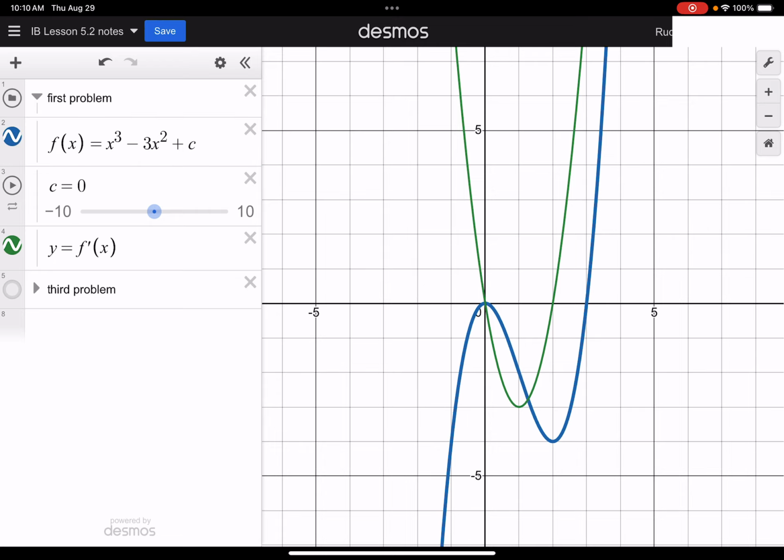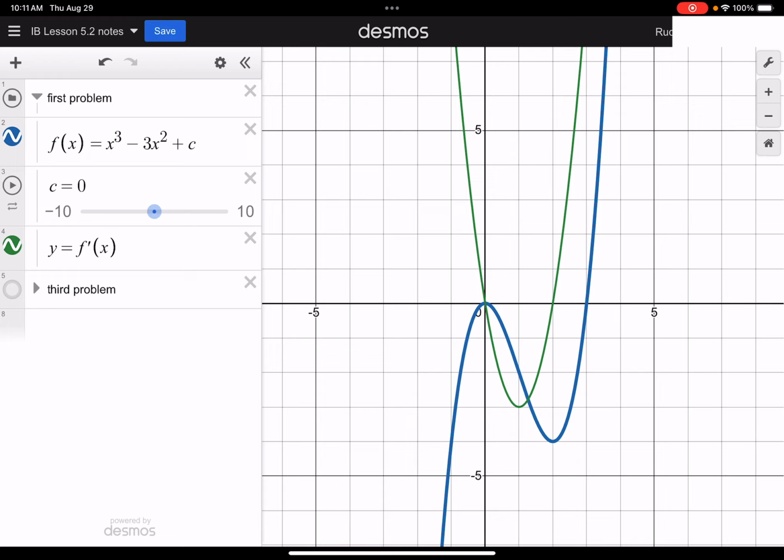But notice as well that from this region between 0 and 2, it's going down, but then it starts to go back up after that. But this whole region between 0 and 2, it was going down the entire time, which we can see from our derivative. Between 0 and 2 on the x, my derivative was always negative.